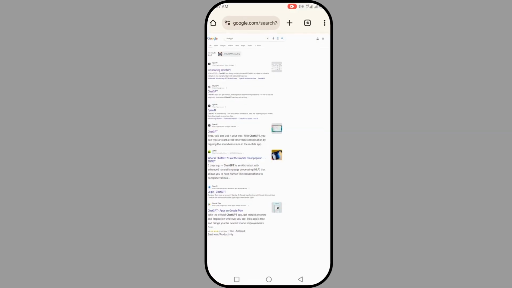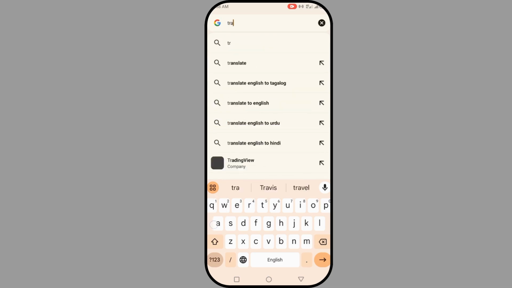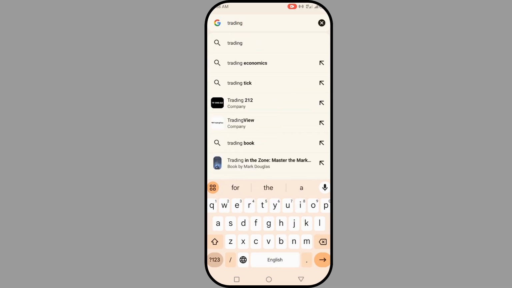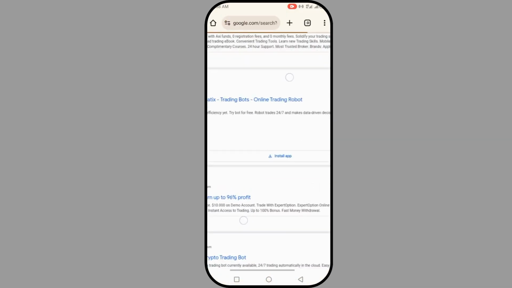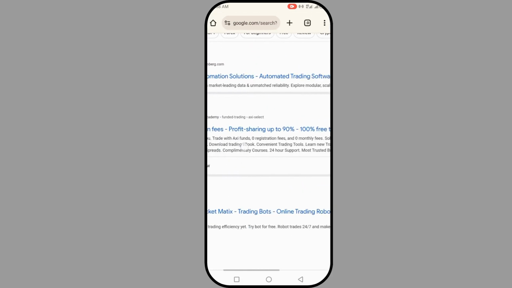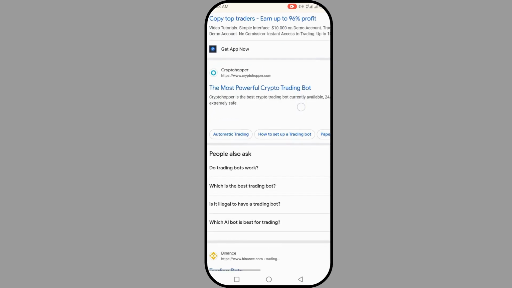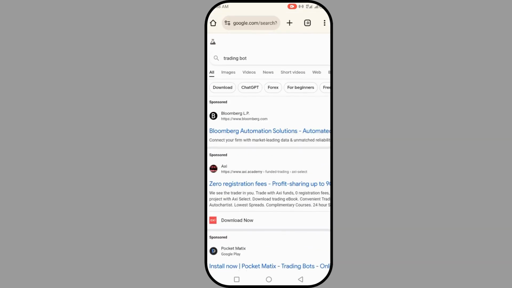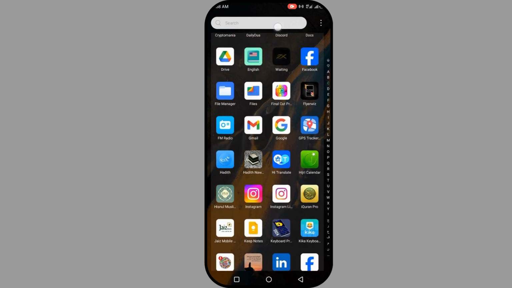is to go to Google and search for crypto trading bots, and they're going to bring out a lot of bots that you can use. Now the one I'm going to show you is how to use Binance trading bots.